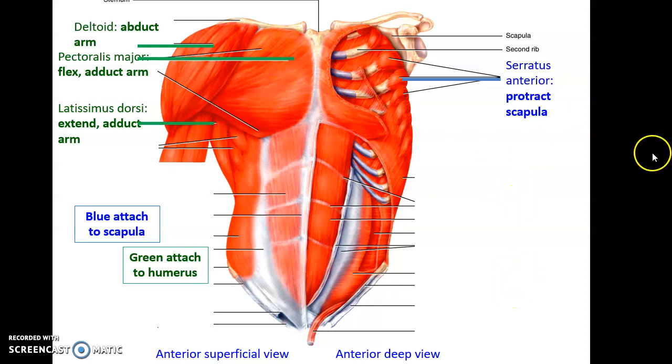You can see a tiny piece of the latissimus dorsi muscle here. Latissimus dorsi muscles, most of it's on the back, but it does insert into the humerus. So it can extend the arm at the shoulder joint, or it can adduct the arm at the shoulder joint. And then serratus anterior, it turns out this inserts into the scapula, so it will protract the scapula.